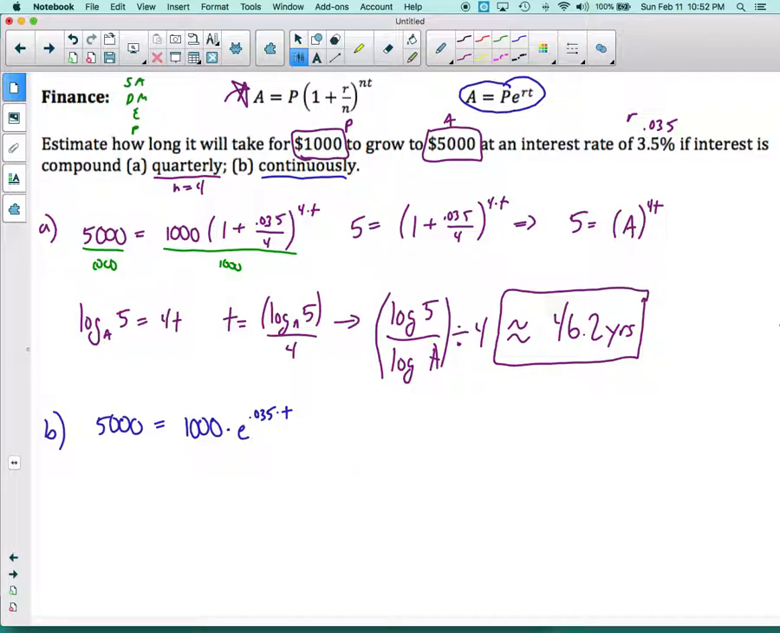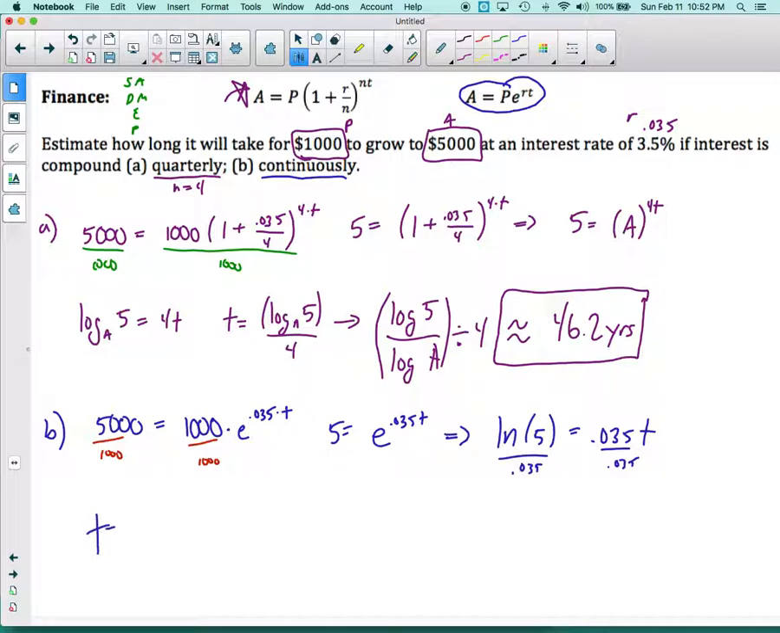So you guys have already done problems like this before. The first thing I want to do is get rid of the 1,000. So that means 5 equals e to the 0.035t. And so we turn that into a logarithmic equation. Since this is base e, it's going to be natural log of 5 equals 0.035t. And then, of course, get rid of the 0.035.